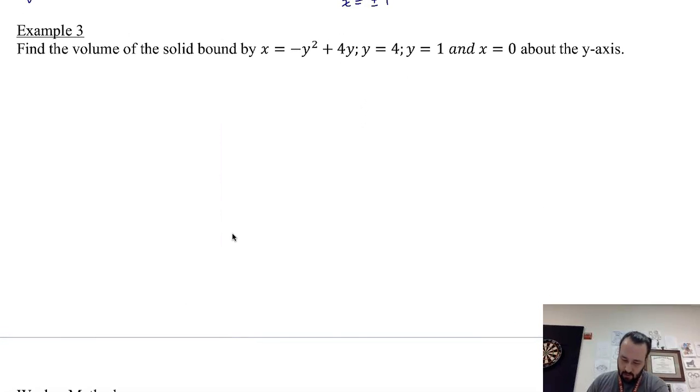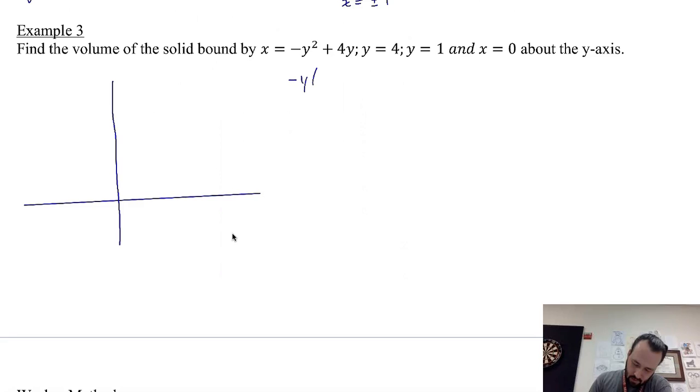Find the volume of the solid bounded by this function, y equals 4, y equals 1, and x equals 0 about the y-axis. Let's see, let's draw our graph. And if I think about this, this is negative y plus minus 4. So I'm going to have an intercept at 0 and an intercept at 4. And it is a negative y squared, so I should have a negative parabola going, that's a pretty ugly parabola, but it should be a graph something like that.